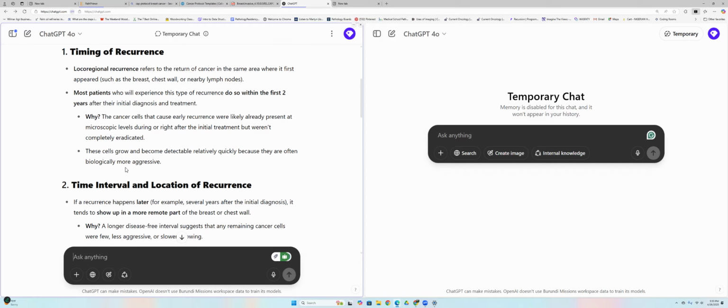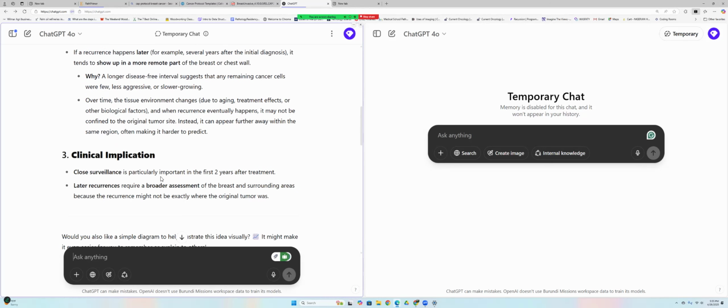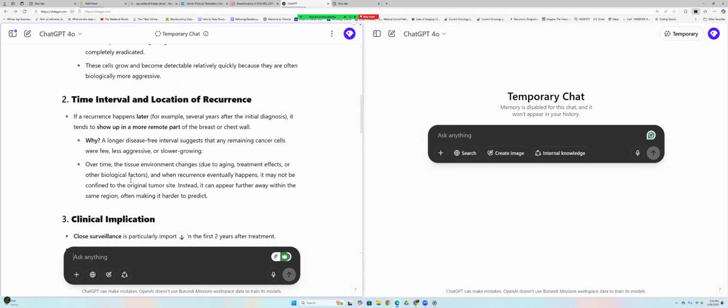Why? It's less aggressive, grows very slowly, and with aging, the breast tissue changes in size. There's aging, all these things related to aging, which they mentioned here. What are the biological factors, like aging, treatment effect, many things. The breast shape and everything will change. So it may end up now appearing in a different part of the breast. That's a remote appearance now, and it may still be the same tumor.